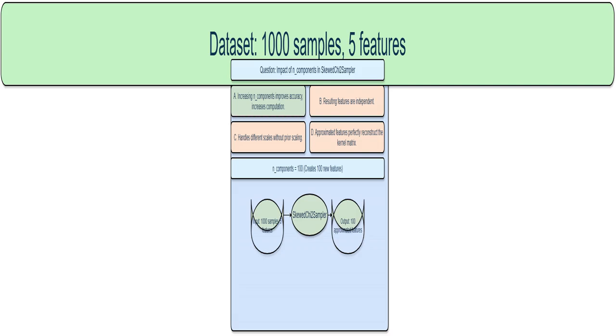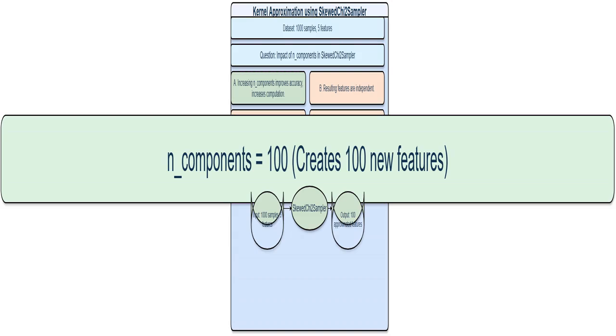It contains information about 1,000 different things, samples, and each thing has 5 different characteristics, features. For instance, the samples could be houses, and the features could be size, price, number of bedrooms, number of bathrooms, and lot size. The NCOMPONENTS parameter controls how many new features I create. I set it to 100, which means my kernel approximation technique will generate 100 brand new features from the original 5. Think of it as taking 5 ingredients and creating 100 different dishes from those original ingredients.